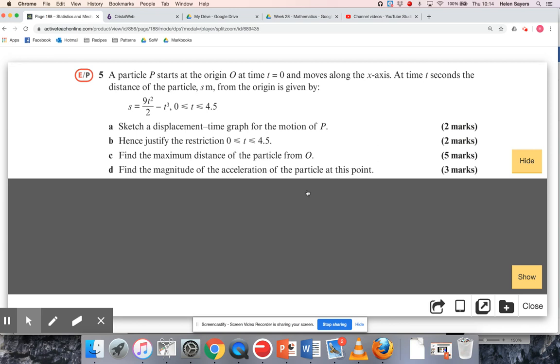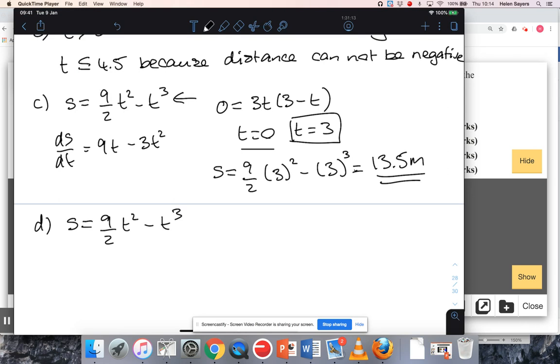Okay, and then another bit to this question. Yep, so find the magnitude of the acceleration. So let's write out the displacement again. So this is going to be more differentiating. Sorry, I've got to change screens. Right, so this is going to be more differentiating. I have actually already found the velocity. I didn't refer to it as such, but obviously when I differentiated the displacement, or the distance there, I was finding the velocity. So if I want acceleration, I'm just going to differentiate that again.